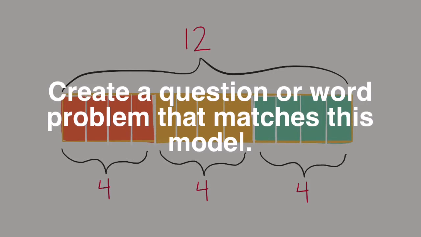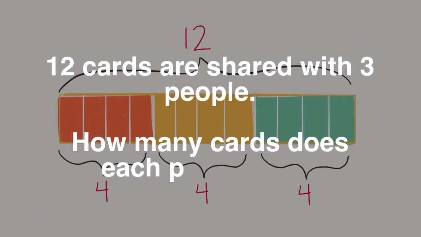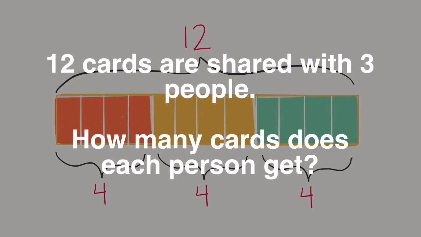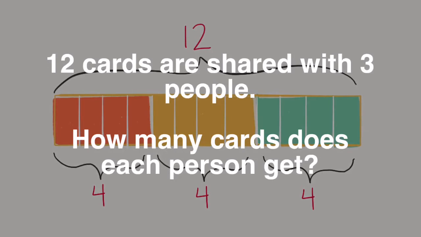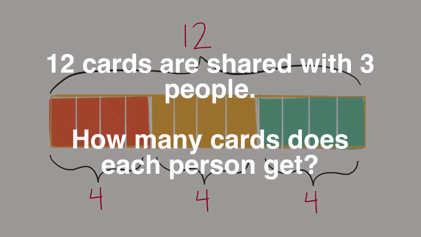Now I want you to use the partitive method that we did before and create a question or word problem that matches that model. And I came up with here, 12 cards are shared with 3 people. How many cards does each person get? You see, in this case, I am asking 12 is 3 groups of what size? 12 cards shared with 3 people, what size, or in this case, amount, does each person get?